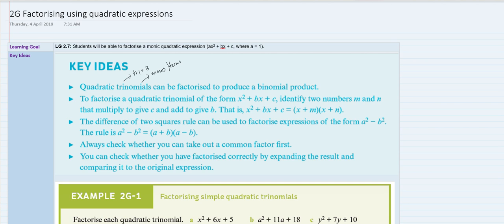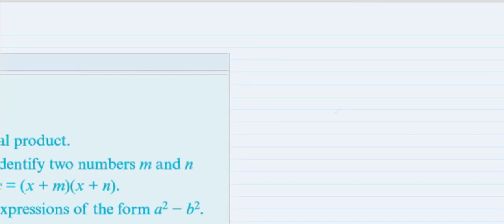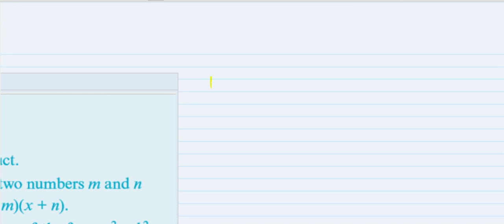Okay, hello students, and welcome to our lesson on factorising monic quadratic expressions today. So we want to look at what we call a quadratic trinomial and factorise it back into a binomial product. Well, what do those two mean?